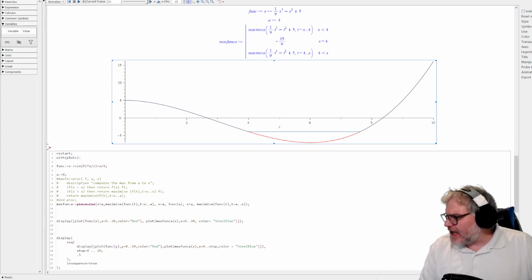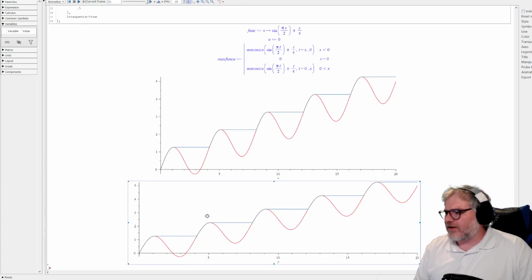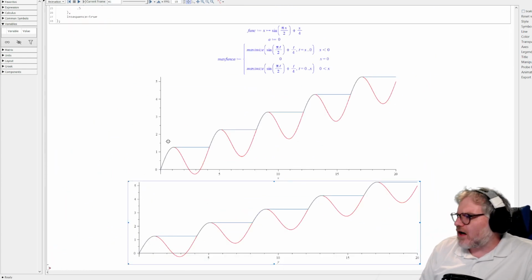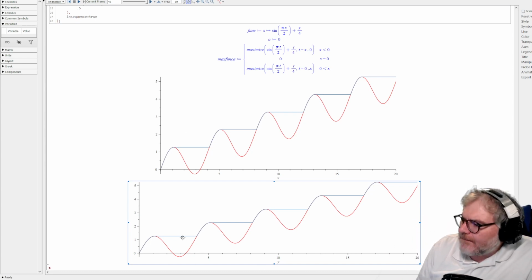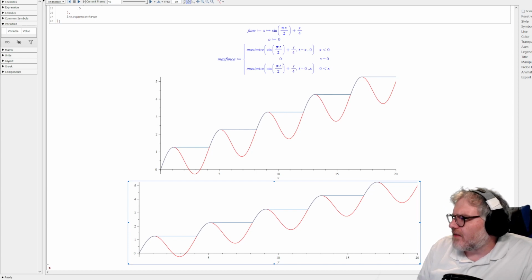I'm not saying it's not a little bit weird. Let's look at another one. It's easier to think of if you don't think about these left side things. So let's do this example here. This has a base point of 0, and I'm doing sine of pi x over 2 plus x over 4.